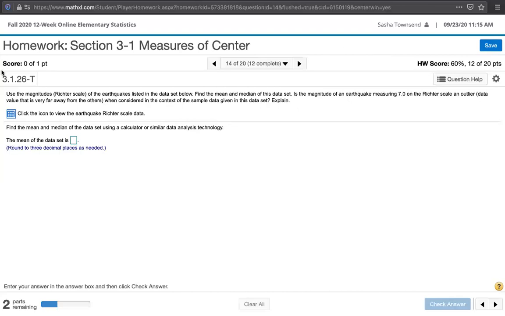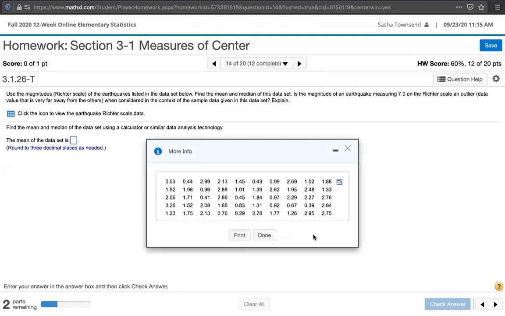Now, this little dash T on the problem ID just means that the writers of this problem intended for you to use technology. Of course, we could use a calculator, or we could do all of the arithmetic by hand, but the intention is for us to use technology, and we'll see why when we click on the icon. It says click on the icon to view the earthquake Richter scale data. You've got 50 numbers here. I'm going to open this in Excel.